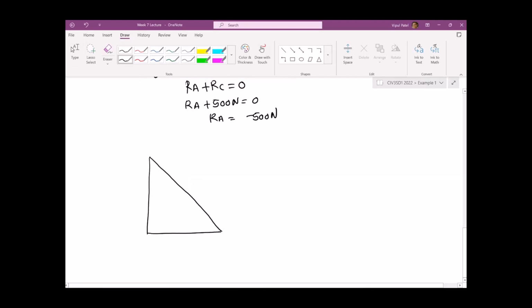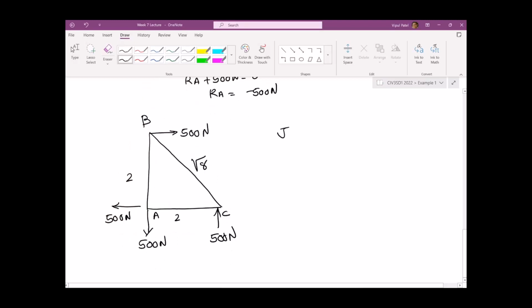Let me put it up. These RA, 500 newtons going down because of the minus. This is 500 newtons external force at C, and this is 500 newtons at B. This is 2 meters, 2 meters, and square root 8. So we can use the joint method to calculate the internal forces.